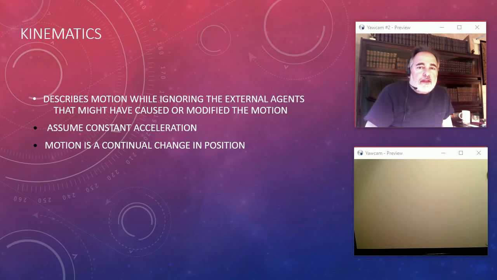Now, these equations that are developed as part of kinematics came from Sir Isaac Newton. And with those equations, we have to assume constant acceleration. We're not working with any external agents that might have caused or modified the motion yet. We're not talking about force. We'll get to that later. So motion is a continual change in position.